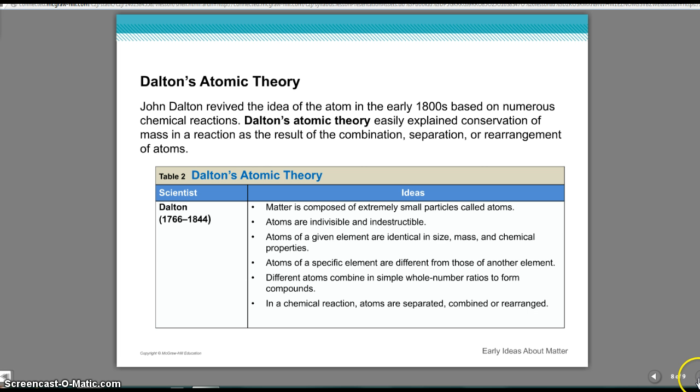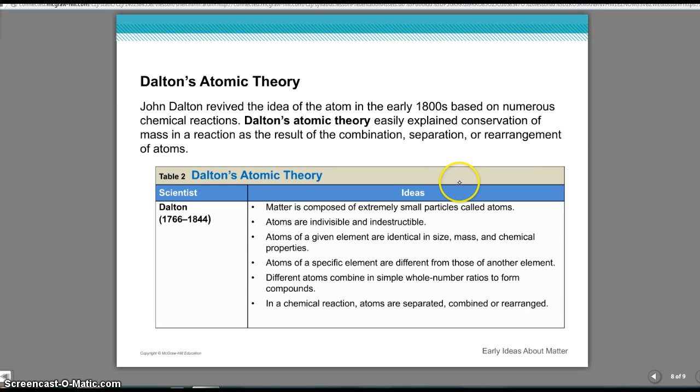Now, if we fast forward to the 1800s, we get to a guy named John Dalton, and he was really the first person to come up with a true atomic theory that was based on experiment that had some ideas about what matter is and what it's made up of. And there are 6 parts to his theory.